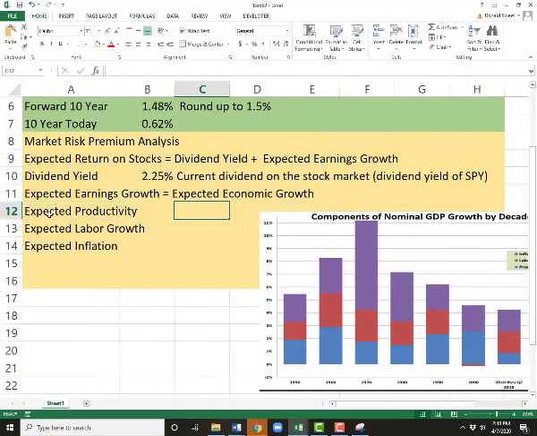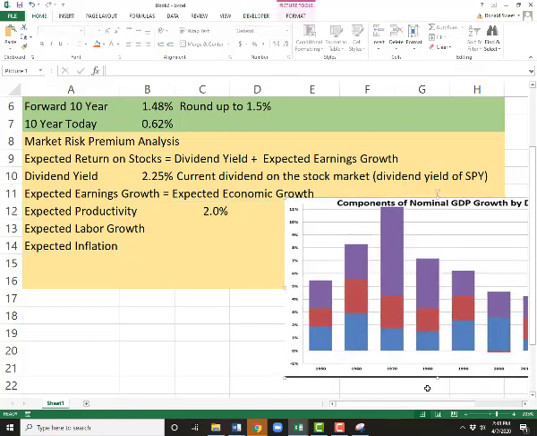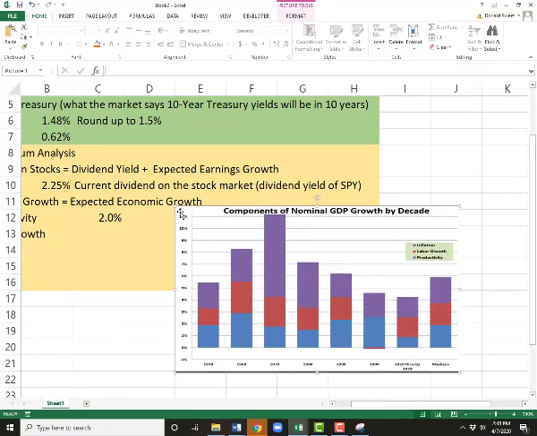And so now I'm just going to put some numbers in. So productivity growth, I'm going to use 2%. You have to come up with your own assumptions and justify them. I'm not going to tell you my justification in words that you can exactly copy into your paper. So you've got to come up with your own assumptions.